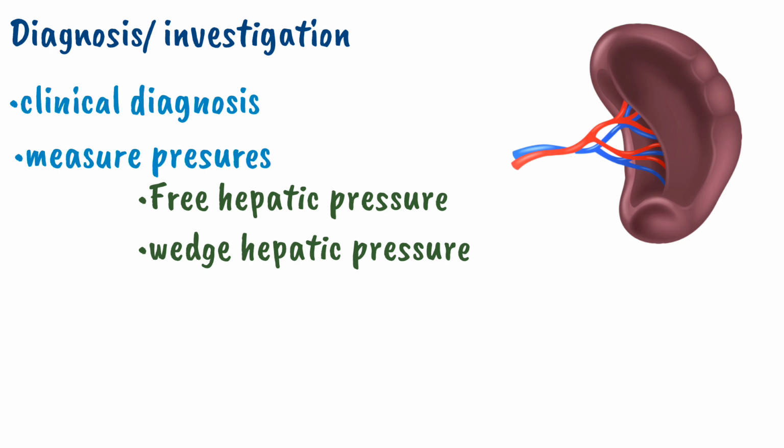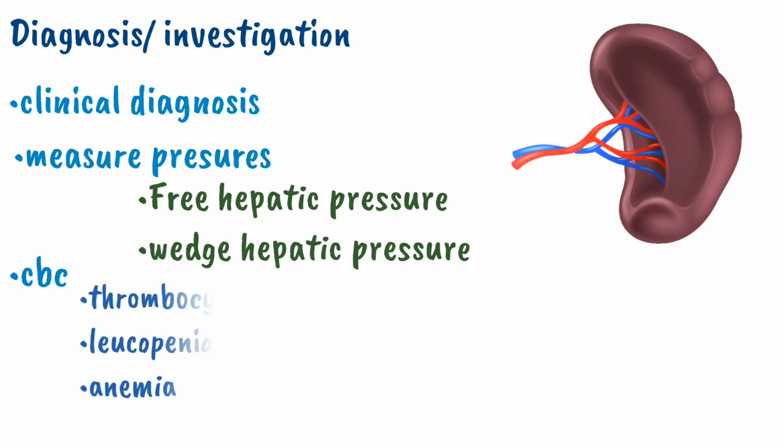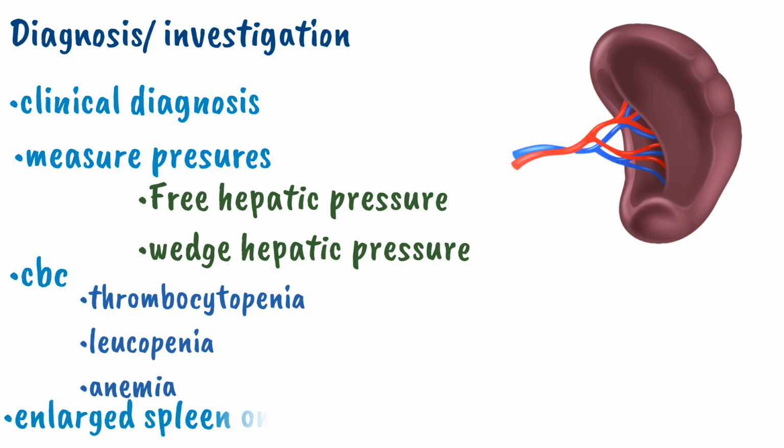Other than this, we can look at the CBC. The CBC will show thrombocytopenia, leukopenia, and anemia, and there will be an enlarged spleen on the ultrasound. In short, the clinical features plus thrombocytopenia in the presence of anemia or leukopenia with hypersplenism is a diagnostic clue toward portal hypertension. Now come toward the management of portal hypertension.